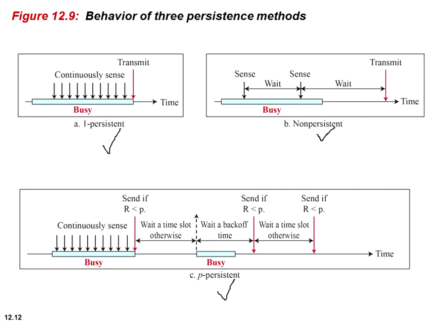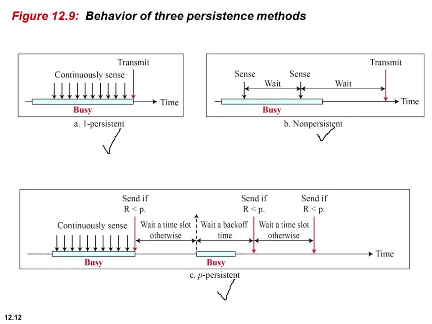The first one is one-persistent. This method is simple and straightforward. In this method, after the station finds the line idle, it sends its frame immediately with probability of 1. This method has the highest chance of collision because two or more stations may find the line idle and send their frames immediately.